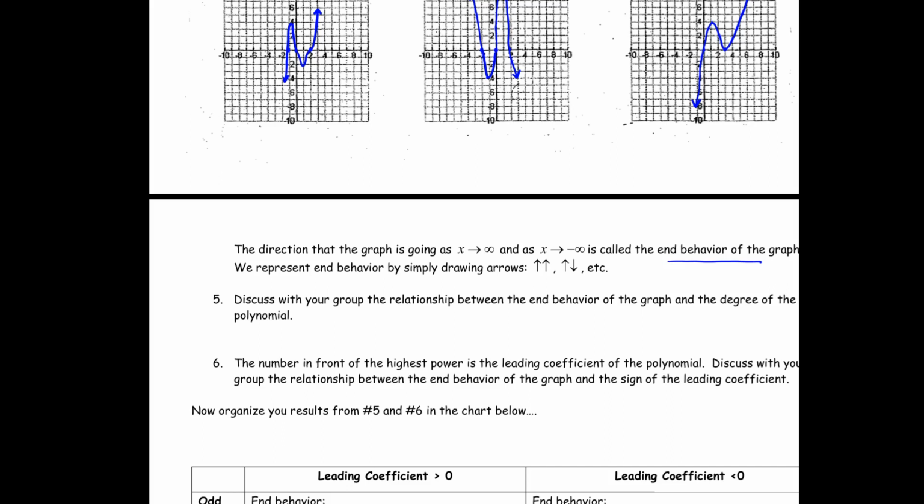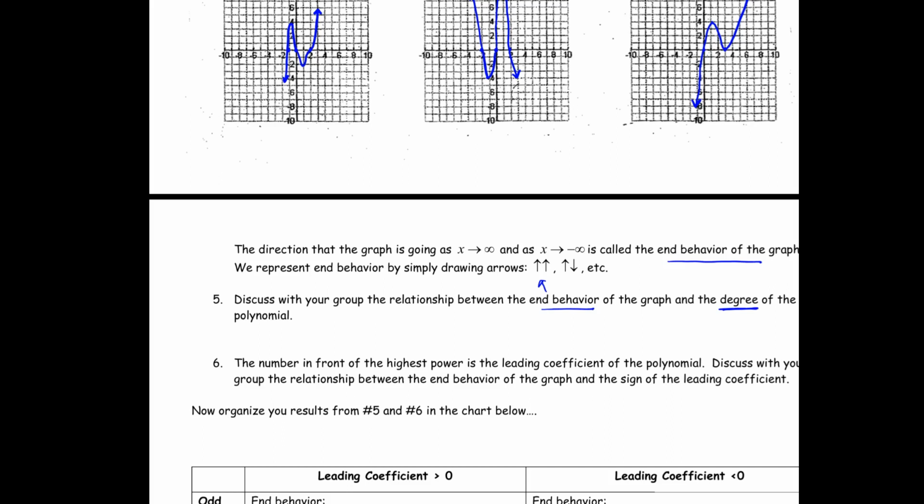So what I'd like you to do is look at 5 and 6. First, you're going to discuss with your partner the relationship of the end behavior, so you're just looking at the arrow markings. Does the graph go up and up, down and up? See if you can find any commonalities with the degree of the polynomial, the highest exponent. Is there anything in common between the degree and the way the graph behaves at the ends of the graph?